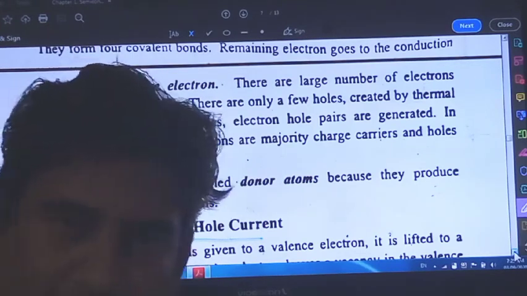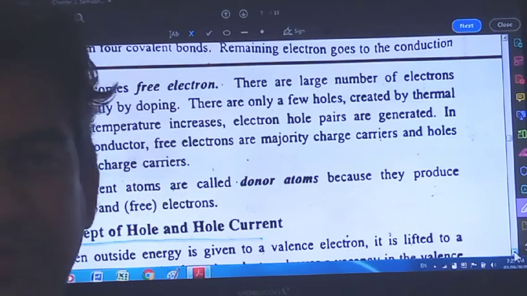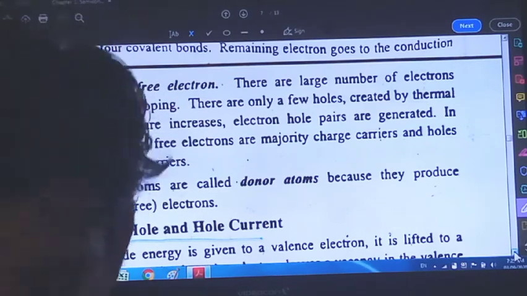Okay students, in the next class we will see the concept of the holes and the hole current.